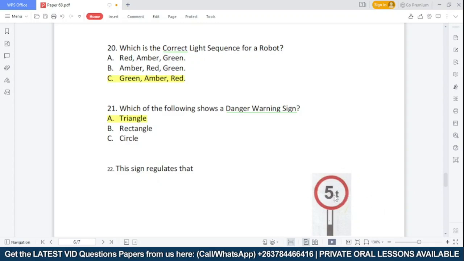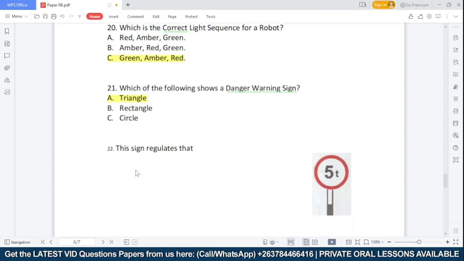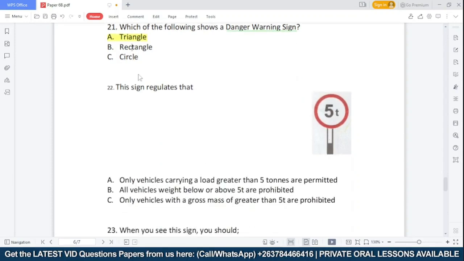As you can see, this sign is regulating the weight. So let me not get into this one. But a rectangle, that's an informative sign. So this is an informative sign, a rectangle. So let's go for number 22.